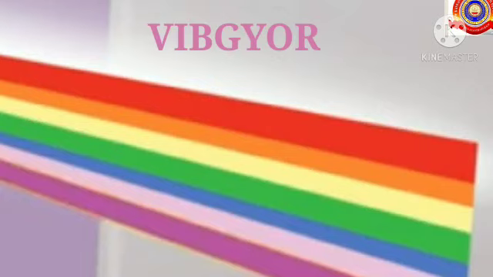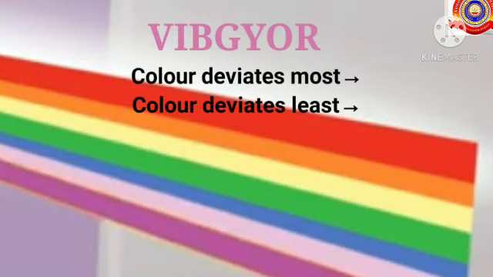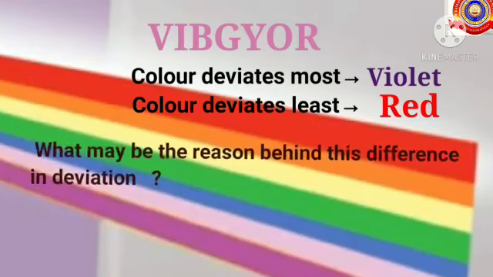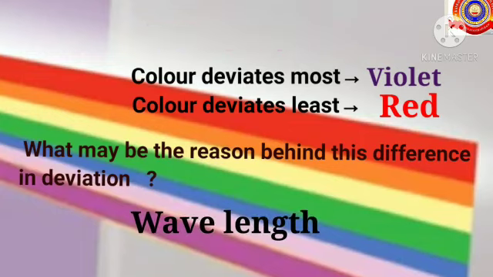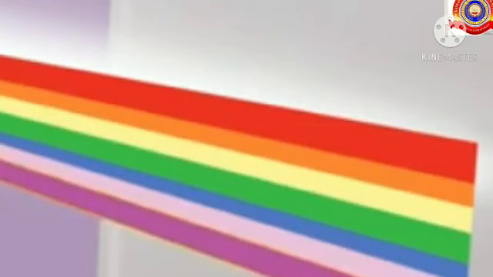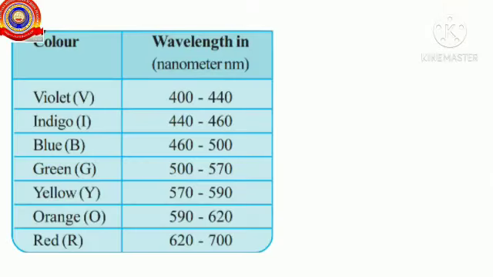Among this spectrum of colors, can you say which color deviates most and which color deviates least? Yes, violet deviates most and red deviates least. What may be the reason behind this difference in deviation? The answer is the difference in their wavelength. Each color has a different wavelength. So this reason is behind the difference in deviation.